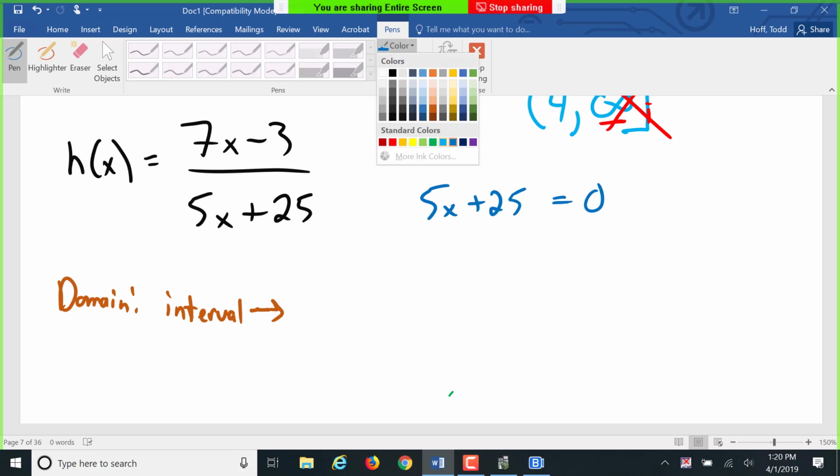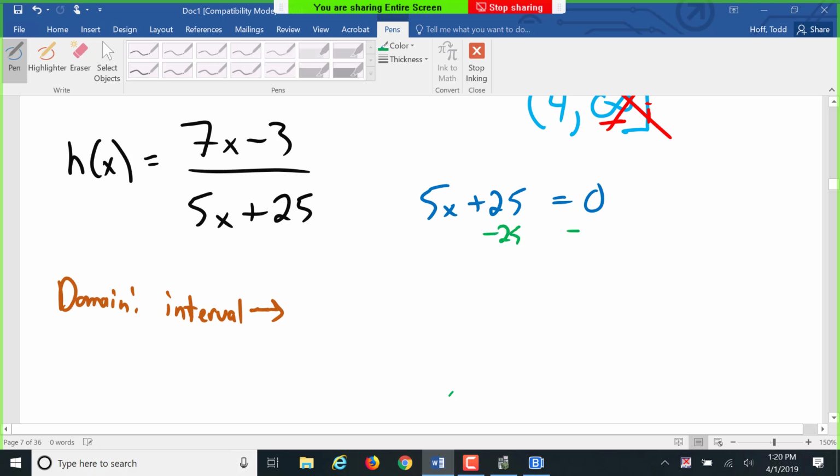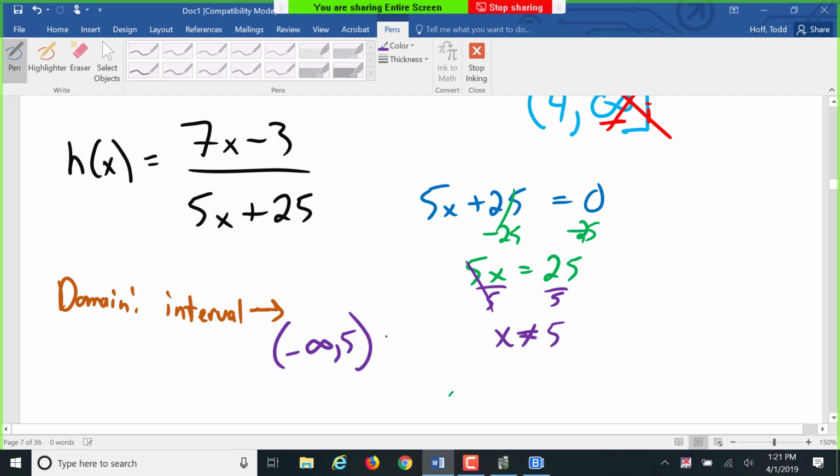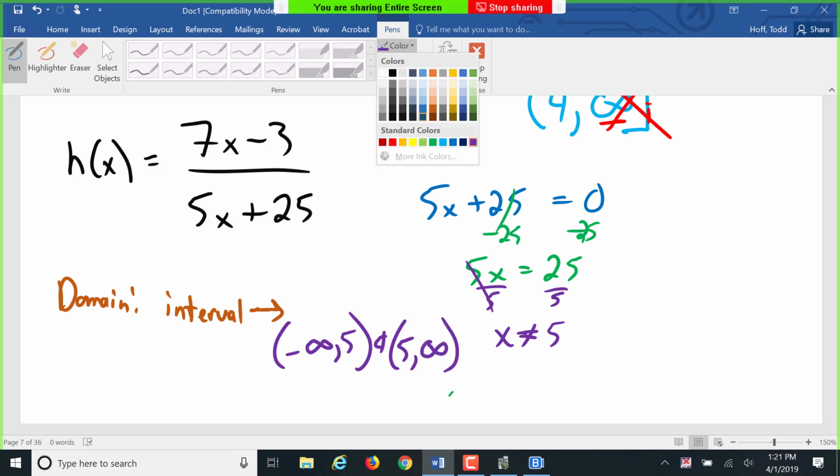So 5x plus 25 can't equal 0. Subtracting 25 gives us 5x cannot equal 25. Dividing by 5 gives us that x cannot equal 5. In interval notation, that is negative infinity to 5 and 5 to positive infinity with all the round brackets.